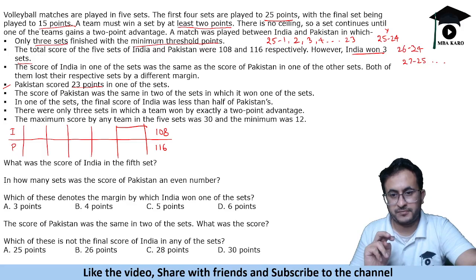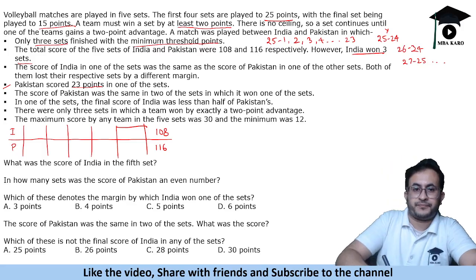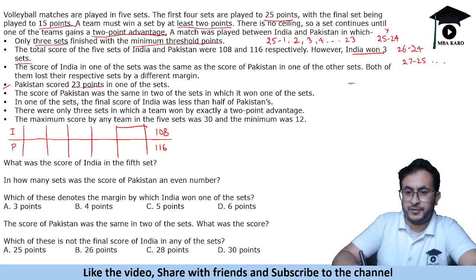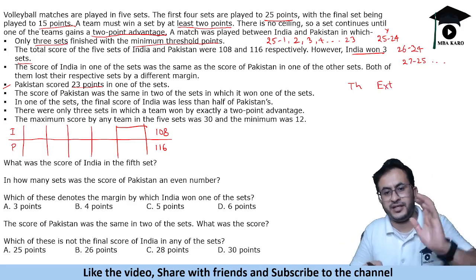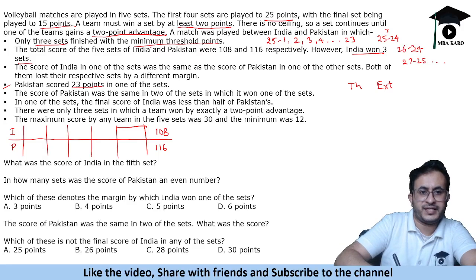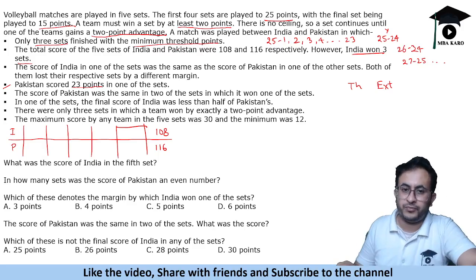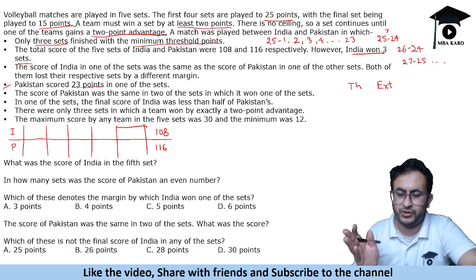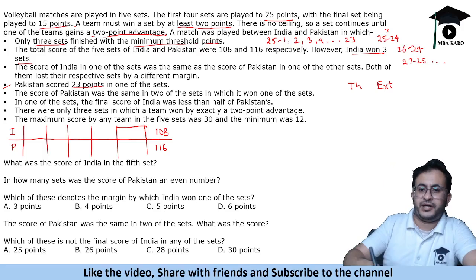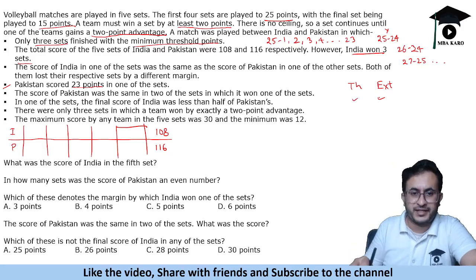What does this mean? When does a 2-point advantage happen? A 2-point advantage can happen at the threshold, or it can also happen in an extension. Let's call it a threshold set, right? Threshold point means at 25 you are the winner. And another is extension. So a 2-point advantage can happen in threshold, and it can happen in extension.